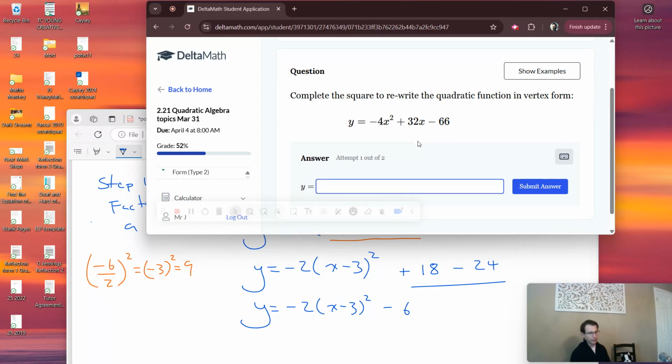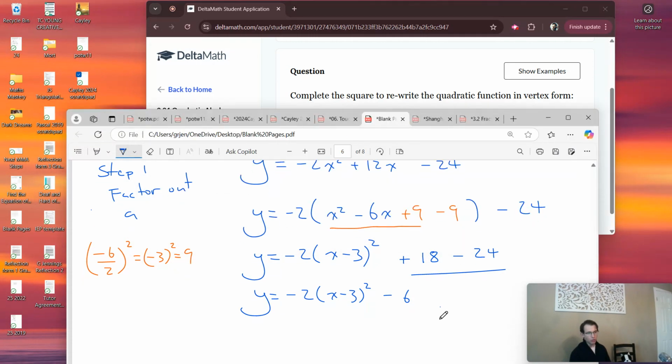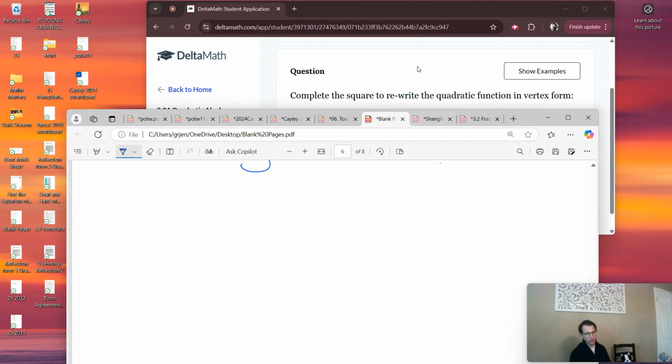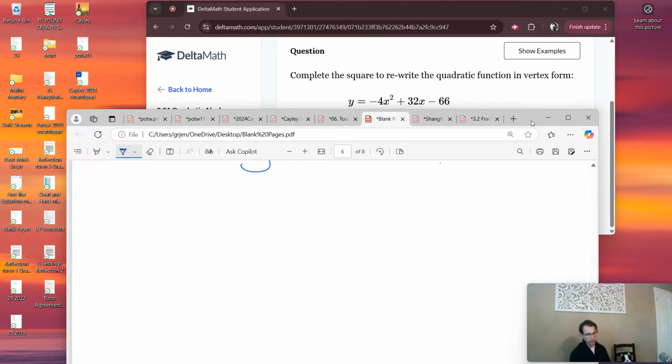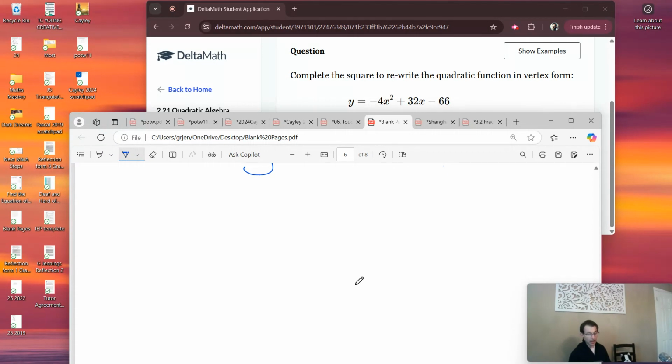All right, let's do one more. But isn't there a different way to do this, Mr. Jennings? Don't you want to show us a different way besides just doing it in your head? Actually, when I did that in my head, I did complete the square. I didn't do it this way, and this way I find easier. So that wasn't some weird flex. I guess it was. I'm so sorry.